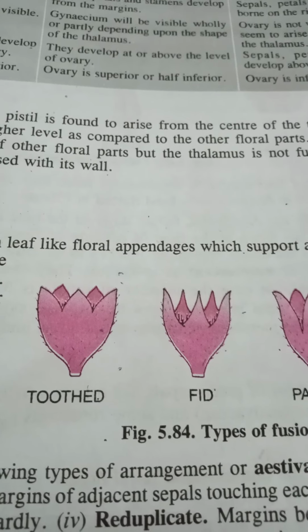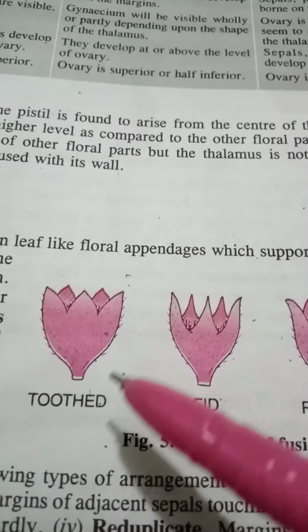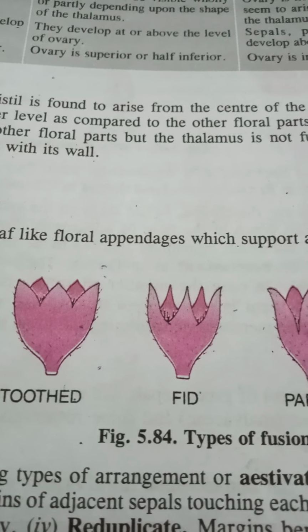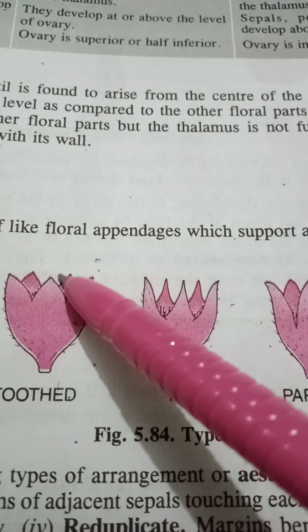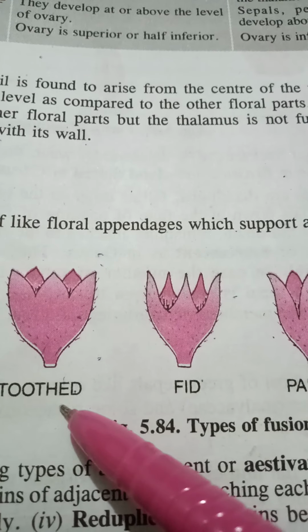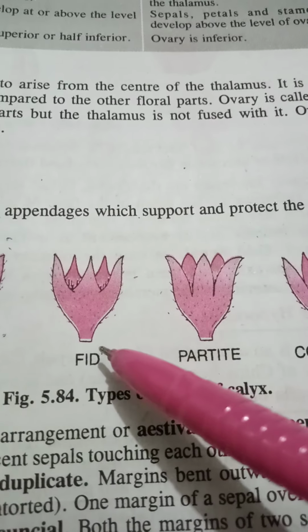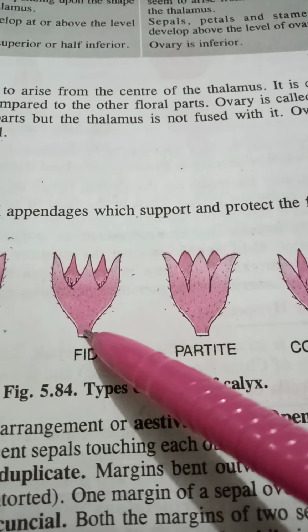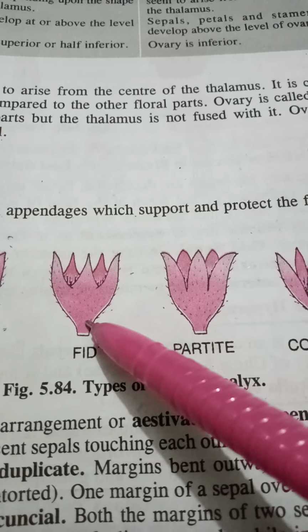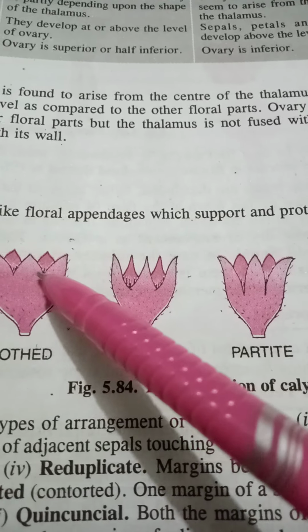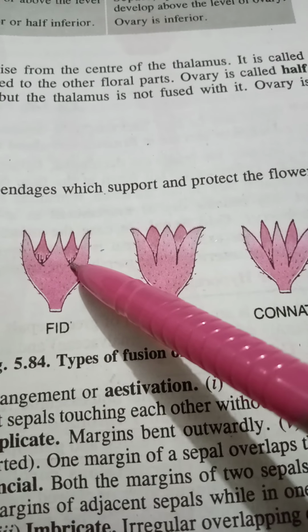Now, there may be different types of gamosepalous calyx. As you can see in the diagram, this is the toothed type. That means here small pointed outgrowths are there. So this is called the toothed type of calyx. The next type is the fid, that means here the fusion is up to half. In this fused type, only the upper portion has a bit of outgrowth, and up till half it is fused.